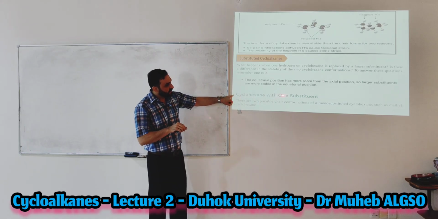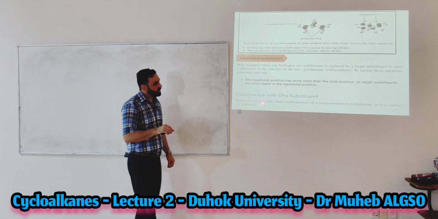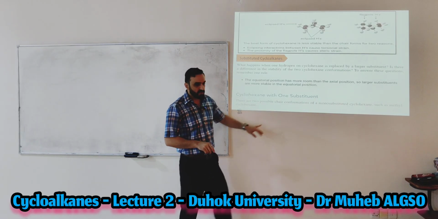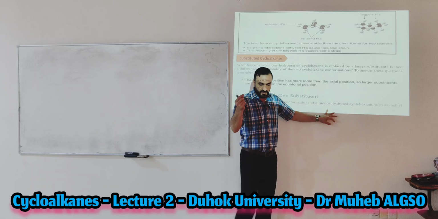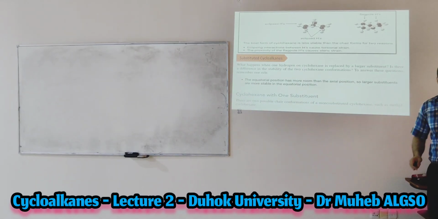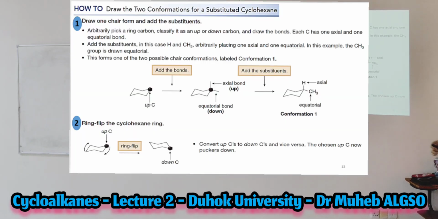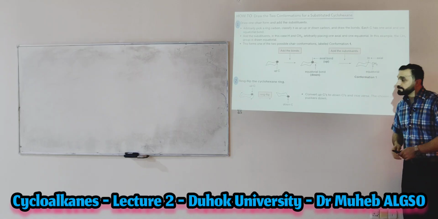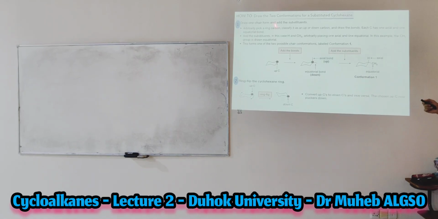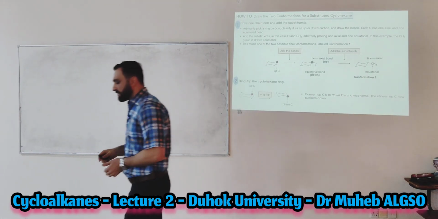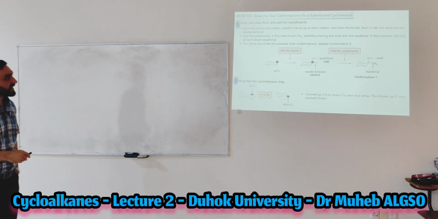So, cyclohexane with one substituent. There are two possible chair conformations of monosubstituted cyclohexane. What does mono substituted mean? Mono means with one substituent. Such as methyl, we will take methyl. This is the methylcyclohexane. So, draw the two conformations for the substituted cyclohexane. How can we draw the conformations of substituted cyclohexane?